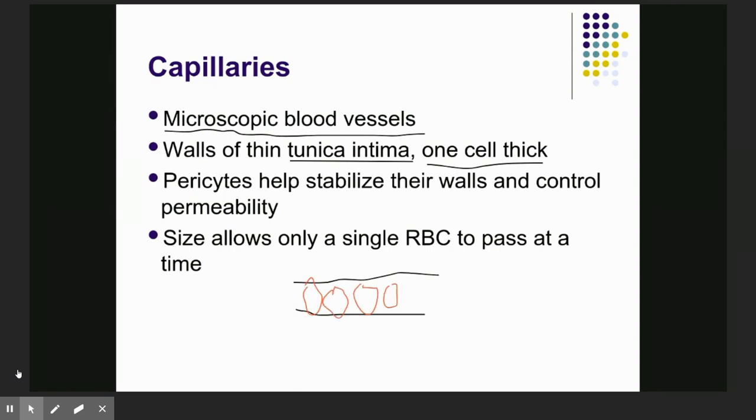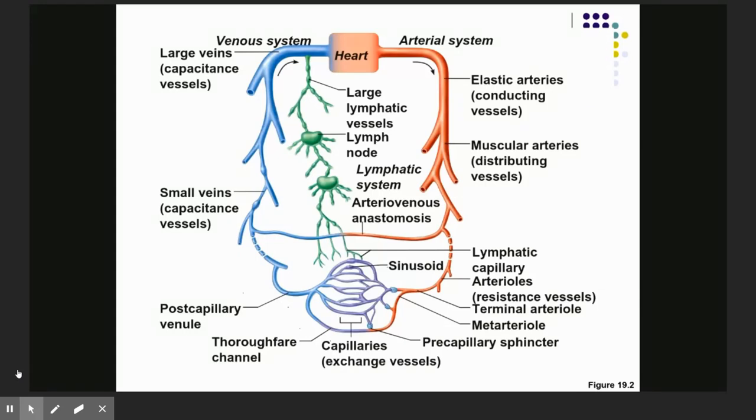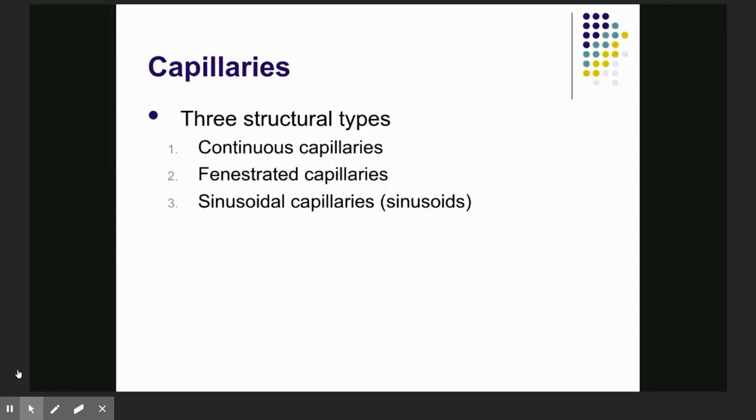We also talked about the different types of capillaries. And remember, there's 3 of them. And remember we said that they're in beds. So there's a capillary bed right there. The 3 types, remember, are continuous, fenestrated, and sinusoids.